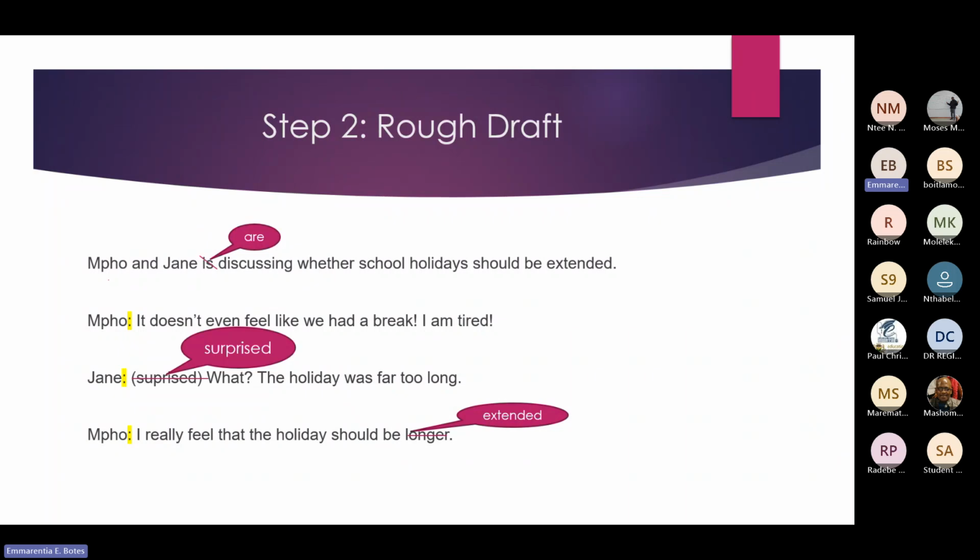And then we see Mpo, colon: It doesn't even feel like we had a break. I am tired. Jane, surprised: What? The holiday was far too long. Now, surprised was spelled wrong, so there we just corrected it. And then Mpo said, I really feel that the holiday should be longer. Now you want to use a synonym for the word longer, and then you use the word extended. So do you see from this that your rough draft is very important, because this will help you to eliminate the mistakes that you've made.